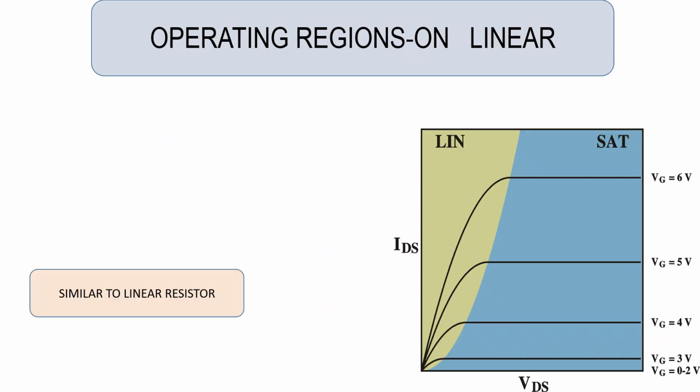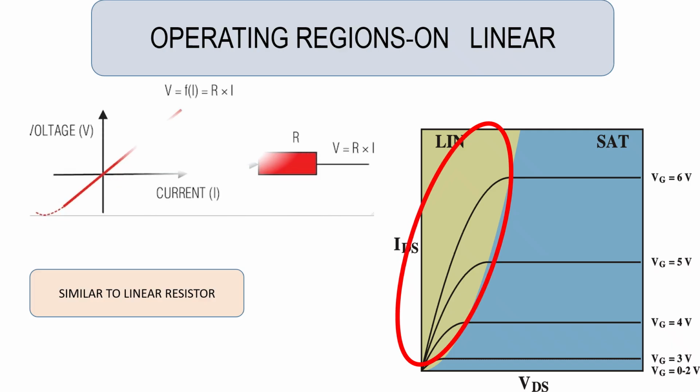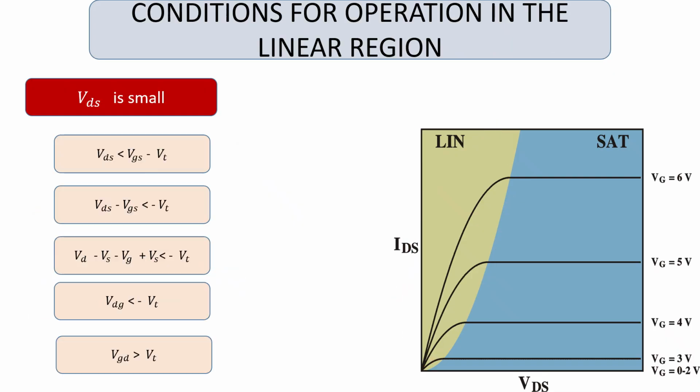The relationship between the current and the voltage in the linear region is the same as that of a linear resistor. That's why we call this the ohmic region. So, what should be the different voltages to keep the MOSFET in the linear region? The first condition is VDS is small. VDS should be smaller than VGS minus VT. Rearranging the equation, we get VDG should be less than minus VT, which yields VGD should be greater than VT.